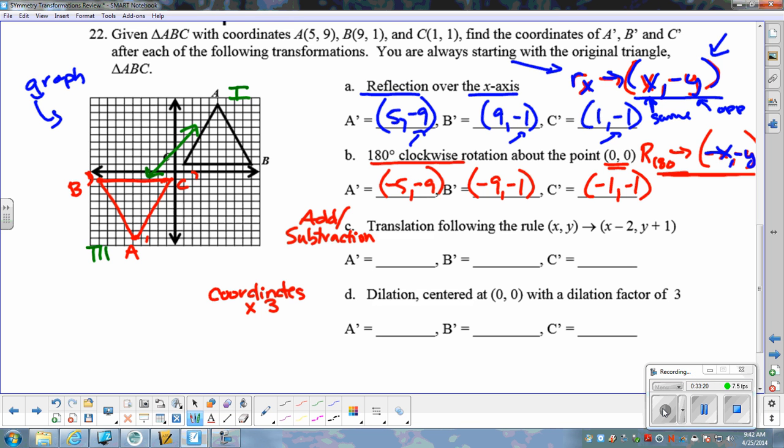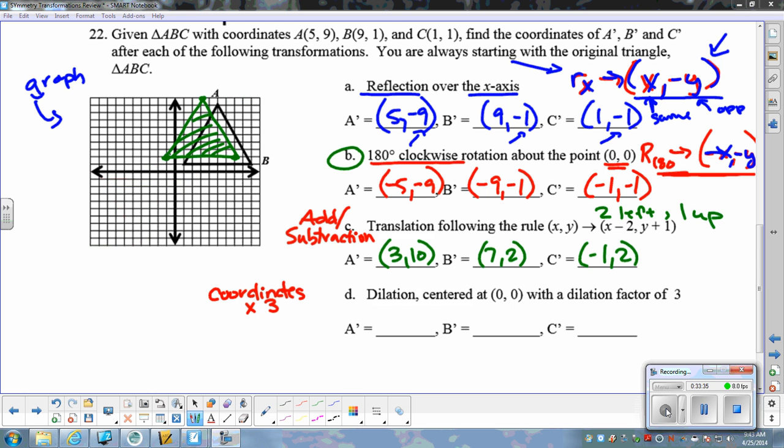Here we go to the third quadrant, which is at negative, negative. One is at positive, positive. So if you just know and see that the signs are just going to be the opposite of whatever they originally were. For part C, we're looking at a translation that's following this particular rule.